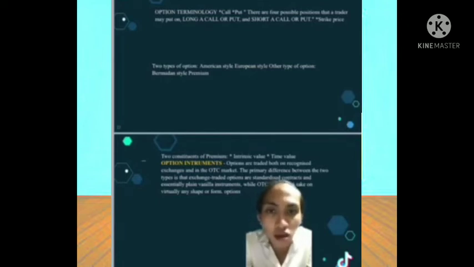So, the other type of option is the Bermudan style. Bermudan options are different from both American and European options. The contract for a Bermudan style option denotes specific days before expiration on which the trader can exercise his options. So, in Bermudan, guys, it can be exercised only on specific days or dates before expiration.